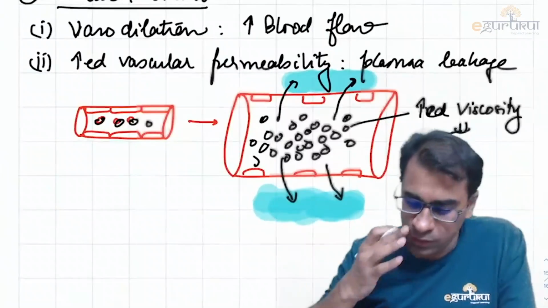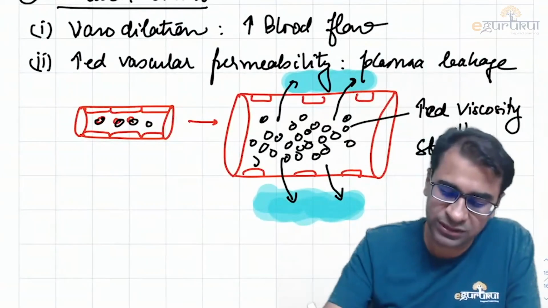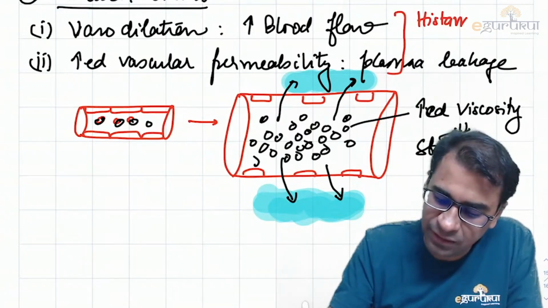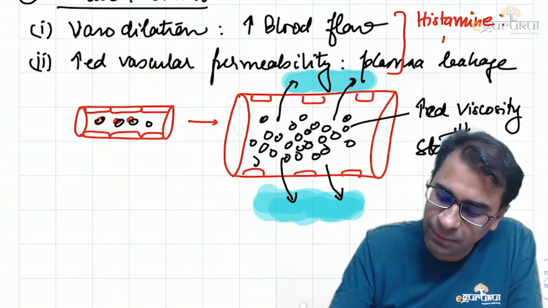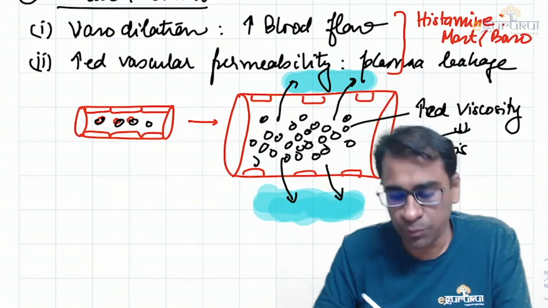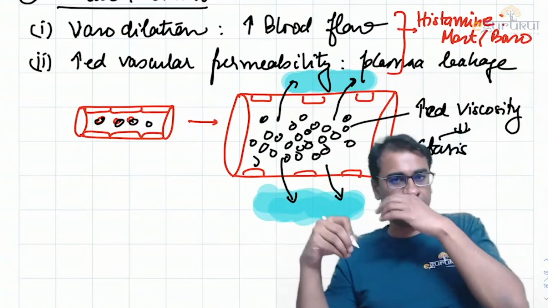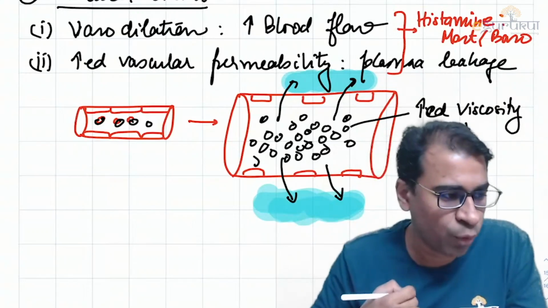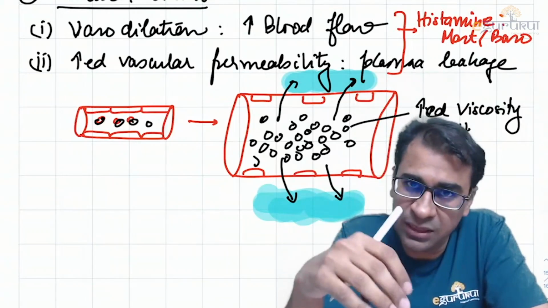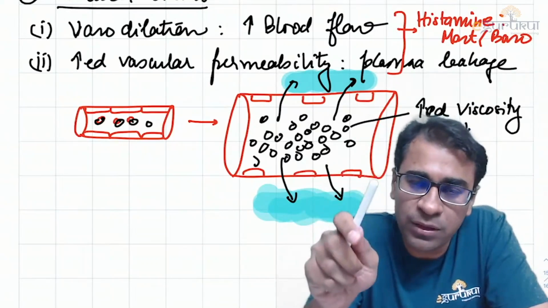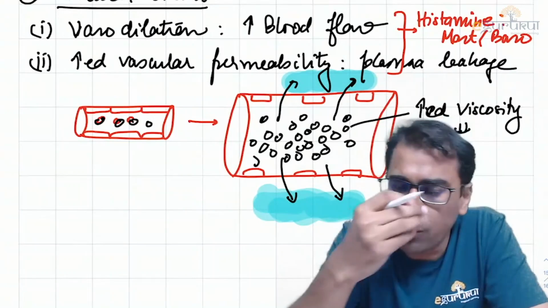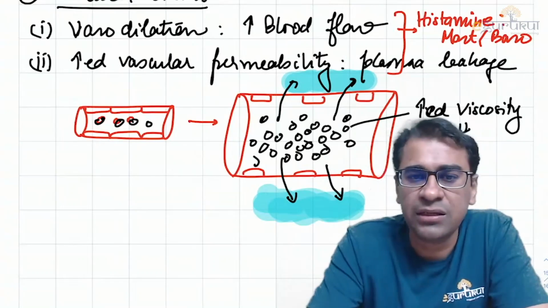Okay. Now, what brings upon these two events? Both of these two events are brought about by histamine, and you all know histamine is coming from mast cells or also the basophil. So both of these events, increased vascular permeability and vasodilation, come from histamine, and histamine comes from mast cells or basophils. Okay?